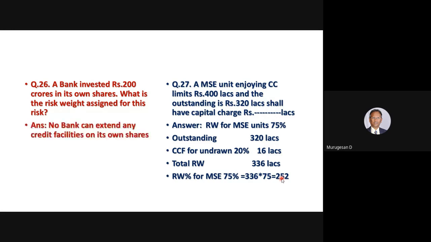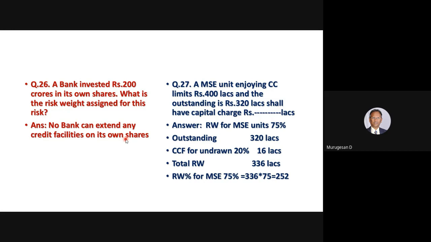Okay, friends. So sometimes they will twist you. A bank invested 200 crore in its own share. What is the risk weight assigned for this risk? The immediate answer should be, no bank can extend any credit facility on its own share. They cannot finance their own share, they cannot take it as security. They can take other bank shares as security, but not their own share. Just to twist you, they will give it. Then credit card, consumer credit. One bank has got 2000 crore consumer credit. How much capital is needed? Simple. 125%. Risk weight assigned is 125%.